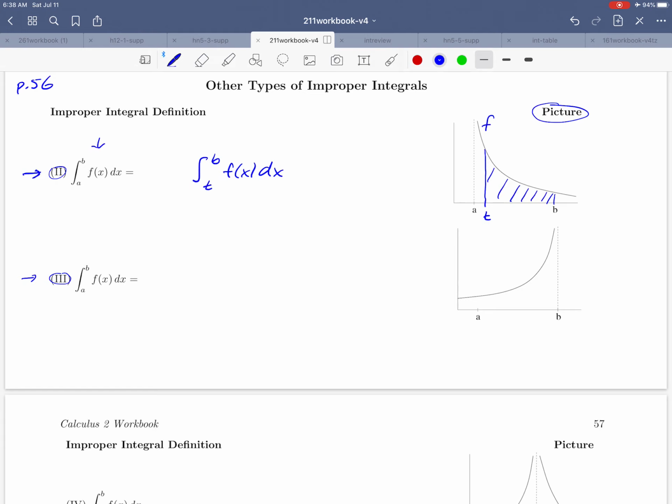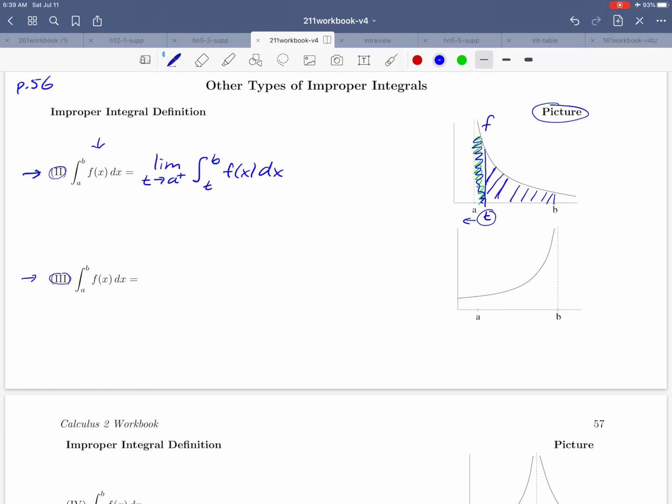But then ask ourselves, if we integrate just from t to b, does that give us the area that we want? Not quite, because there's this strip of area here that we're missing. And so what we're going to do is take a limit to pick up that extra piece of missing area. We're going to let t approach a from the right-hand side, because notice from the picture that t is a little bit bigger than a. If we do that, this number t is going to move to the left. It's going to approach a, and it's going to pick up this missing piece of area that we didn't get the first time.